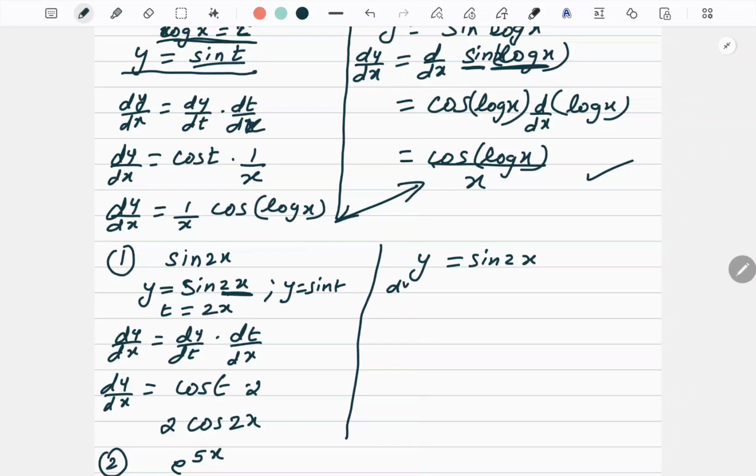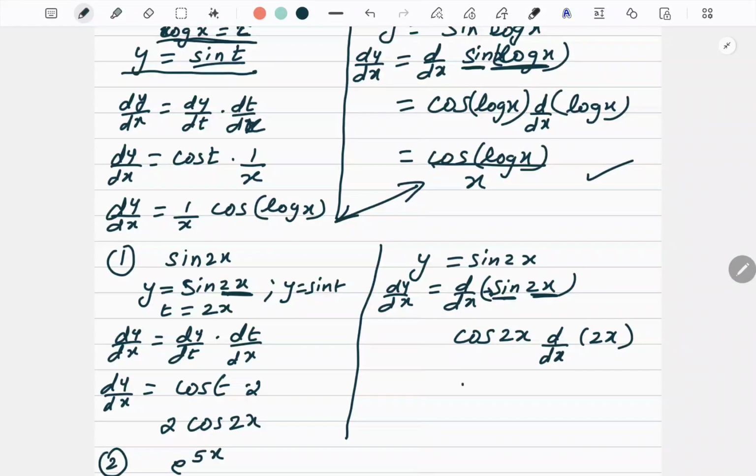So dy by dx is equal to d by dx of sin 2x. Now first, this d by dx is hitting this sine. So what is the differentiation of sine? It is cos 2x. Angle always remains the same. And then d by dx shifted here to 2x. Now this will hit 2x. What is the differentiation of 2x? Differentiation of 2x is only 2. So 2 we prefer to write in front rather than at the end. So this is the answer.